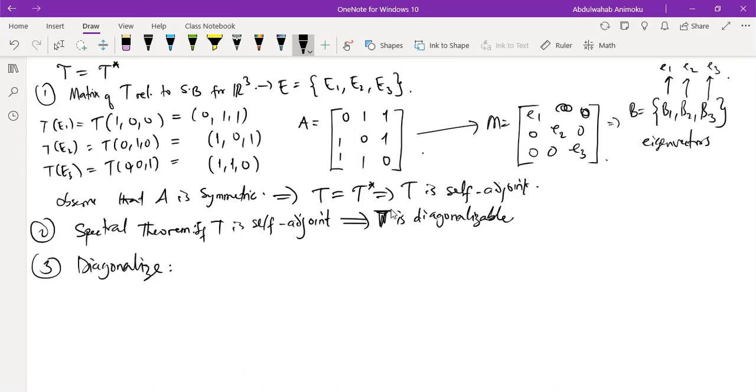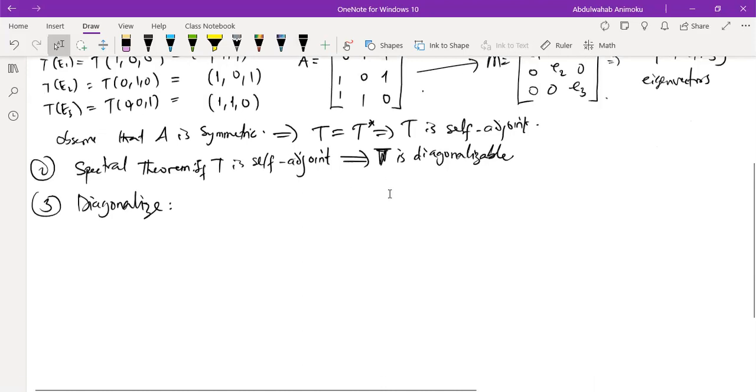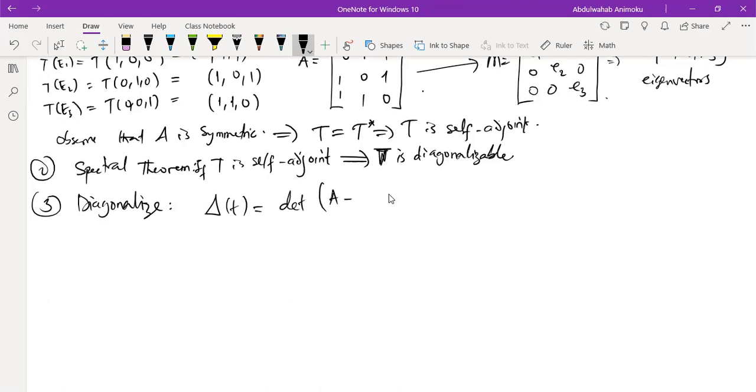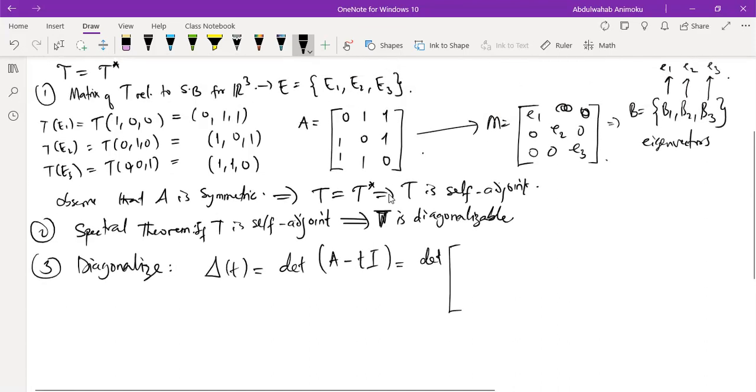So basically, this is what you need to do in order to diagonalize these matrices. Now, how do we do that? The first step in this process of diagonalization is to find the characteristic polynomial. We need to find the characteristic polynomial first, and this is basically the determinant of this A matrix minus TI. What this means is we need to find the determinant of the matrix where we subtract T from the diagonals of this A.